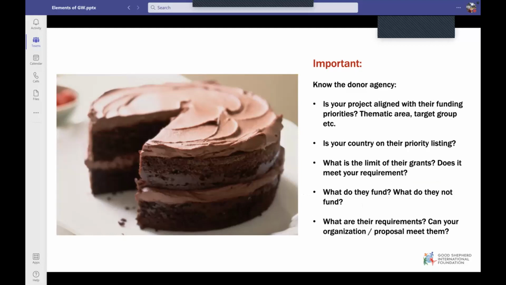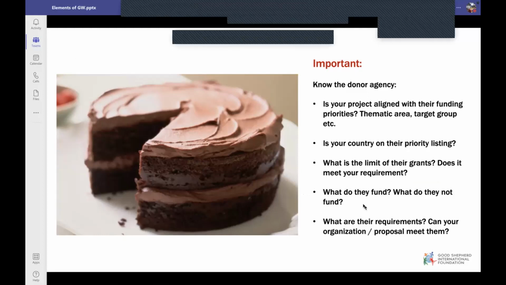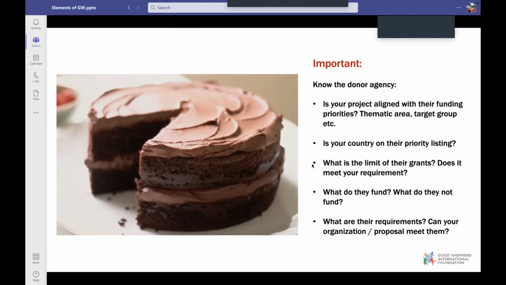So assuming your thematic area is to work on digital literacy, using cyber techniques, using the internet, etc., and you apply to a donor agency that doesn't have this thematic area, then it is very difficult for the grant to be approved.